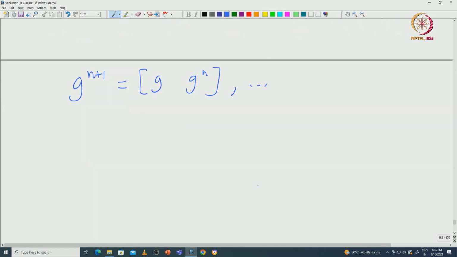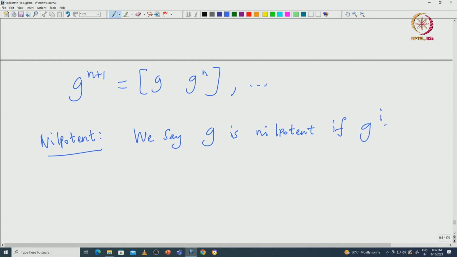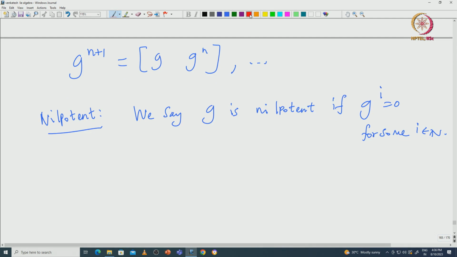You say something is nilpotent. So, we say G is nilpotent if G^i is 0 for some i. Okay. Maybe I will include 0 as well. So, the 0 space is always included, for i in Z plus.